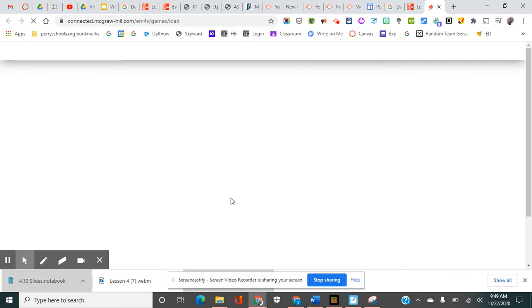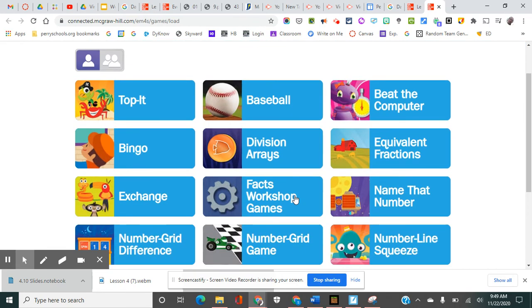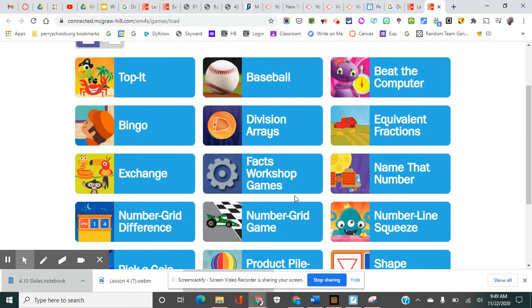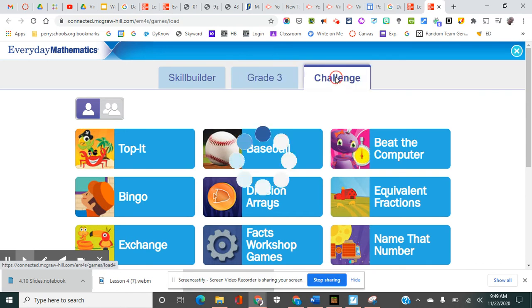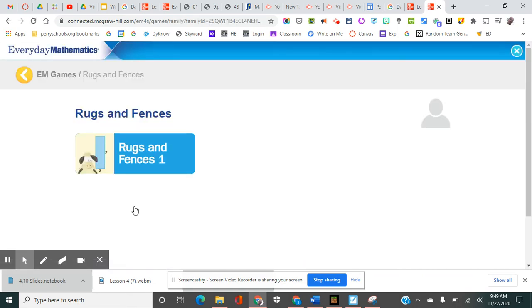Now, watch this because this is a little tricky. Our game is called Rugs and Fences, but it's not here. Oh no, what do I do? Do I email Mr. White? No, because you're going to listen. If you choose the one that says challenge, these are the challenge games, then you can play Rugs and Fences. So you click on Rugs and Fences.